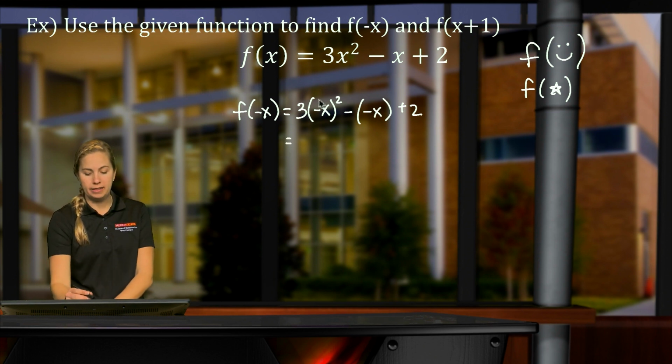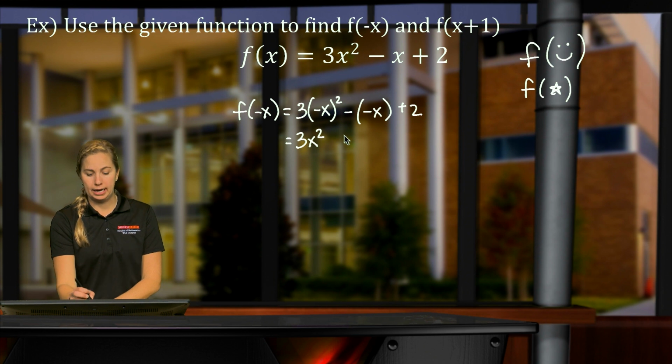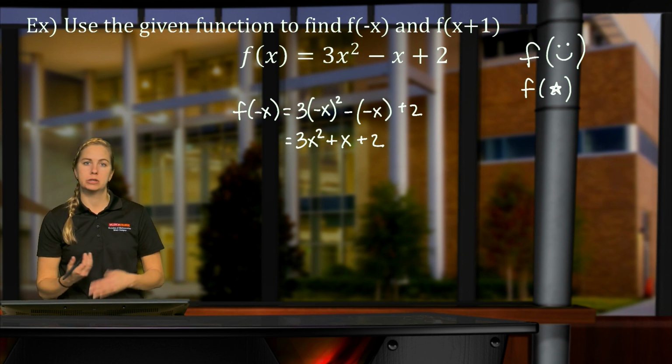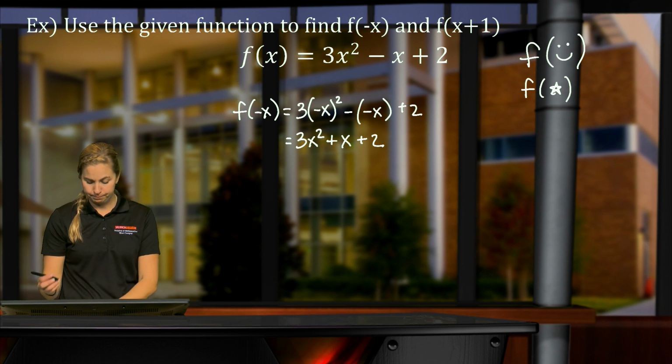When I simplify this, negative x times negative x is the same as positive x squared. So this is 3x squared. When I subtract a negative, that's the same as adding x, plus 2. And we're done. There's nothing else we can do. It's not going to simplify to just a number because our input wasn't a number.